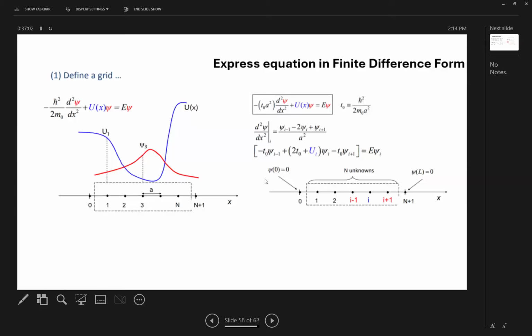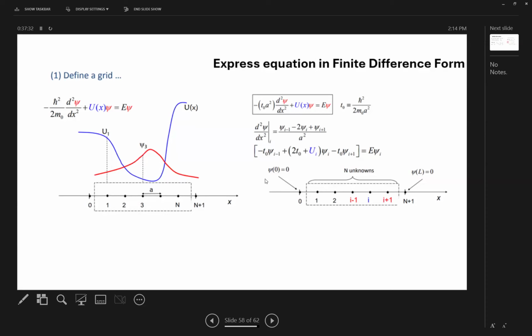Do you know that d psi dx can be written as psi i minus psi i minus 1 divided by delta x? Have you ever seen that? It's a finite difference form, right? If you have two different values of psi, and let's say these values are very close to each other, you can just take the difference of the psi and divide them by the delta of the space.